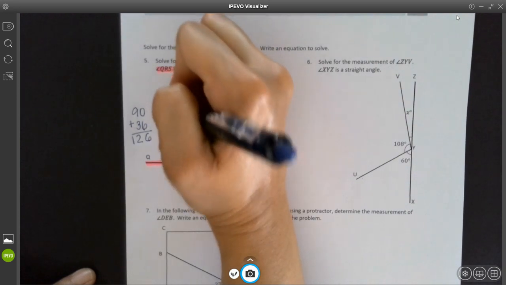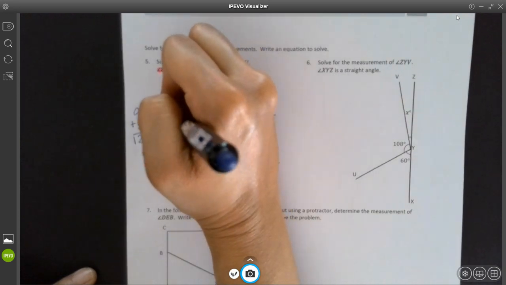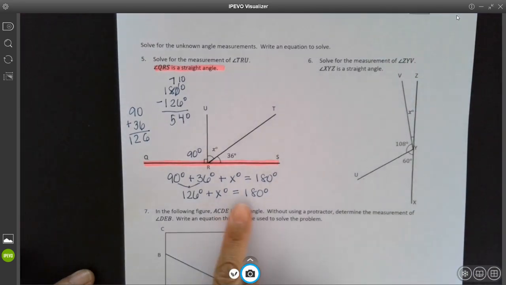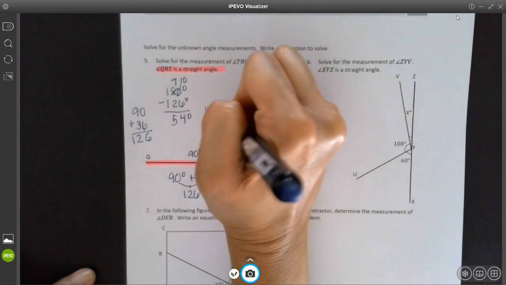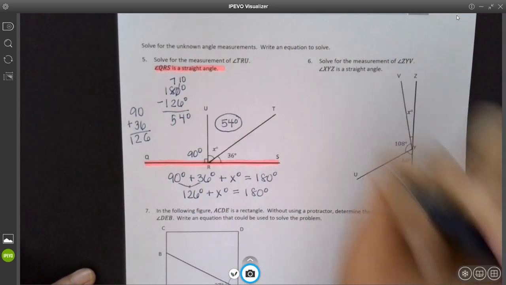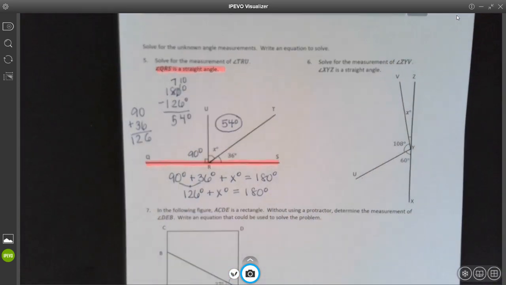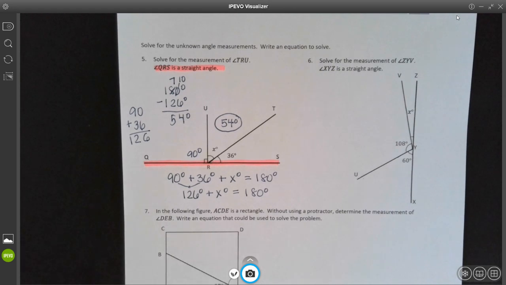So I have 7 minus 2 in the tens column. So I see that this x is 54 degrees. I'm going to circle it because I know that is what we are looking for. So on a test, if we are doing this on a test, please circle your answer for me so that it's clear. Let's move on to the next one.